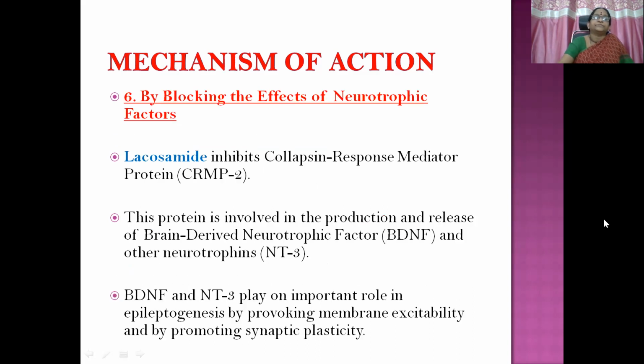Okay. Then by blocking the effects of neurotrophic factors, lacosamide inhibits collapse response mediator protein. This protein is involved in the production and release of brain-derived neurotrophic factors and other neurotrophins. So they play an important role in epileptogenesis by provoking membrane excitability and by promoting synaptic plasticity. So that is blocked. Okay.